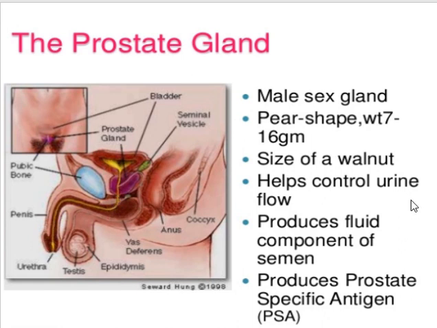So one function is to control the urine flow, and the next function is that it produces the fluid component of semen. So this prostate gland produces the fluid component of semen that makes it a liquid form. Also, the prostate gland produces an antigen called prostate specific antigen. Remember this word because it can be asked as a multiple choice question, because the level of this antigen will be high if the patient is suffering from prostate tumors. So that's just a quick brushing up of memory about the anatomy and physiology of the prostate gland.